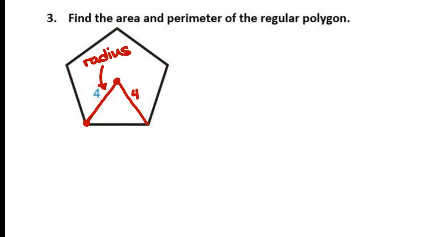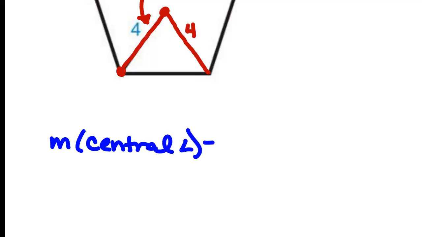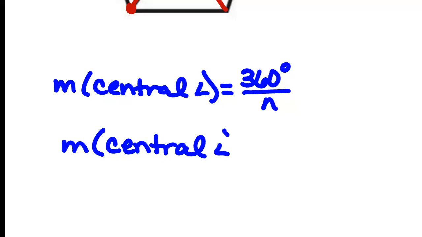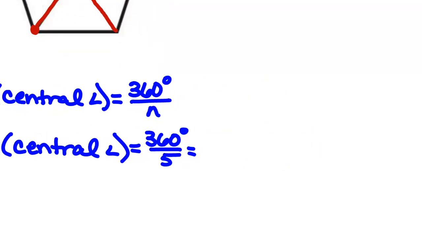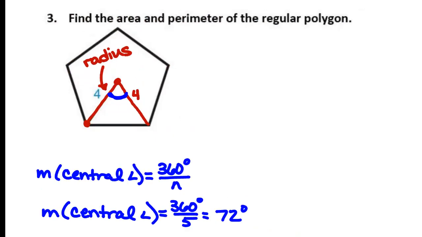Next thing we're going to do is find the measurement of the central angle. The measurement of the central angle is 360 degrees divided by however many sides we have. How many sides do we have on this figure? 5 sides. So we do 360 degrees divided by 5. What is 360 divided by 5? 72 degrees. So this angle right here is 72 degrees.